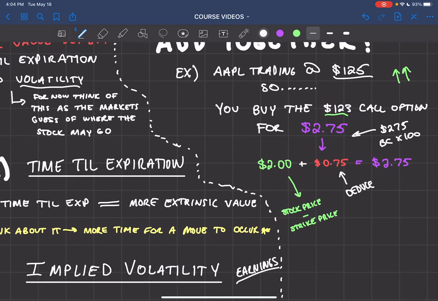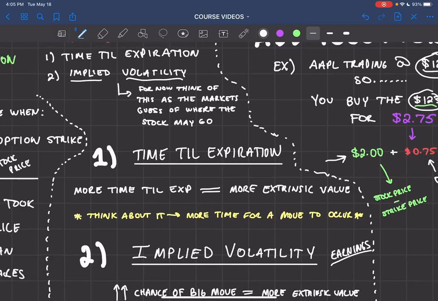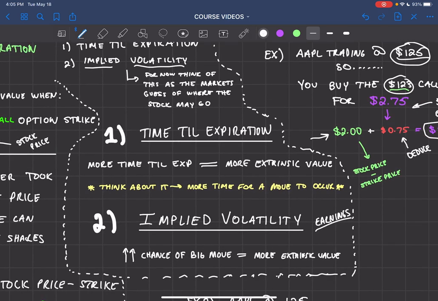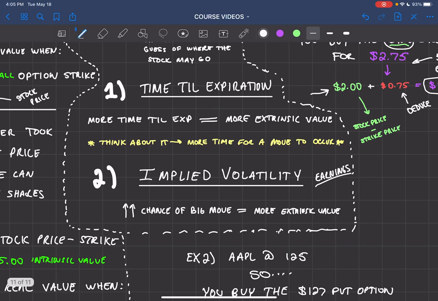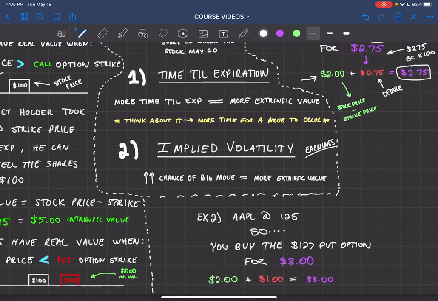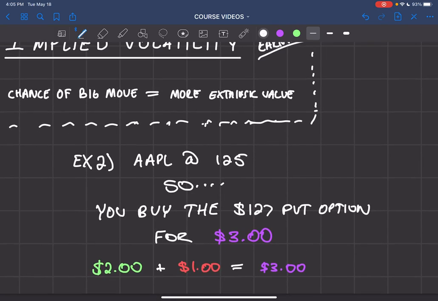And we can calculate this by taking the stock price minus the strike price, $2. Now, we know that the total cost of the contract is $275, so that means our extrinsic value must be 0.75. And what is that 0.75 made up of? Well, it's made up of the value that's derived from the time till expiration and the implied volatility, or market sentiment.